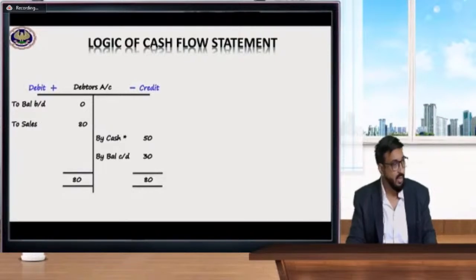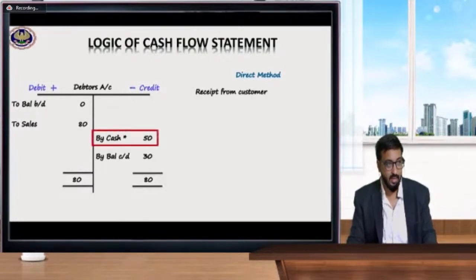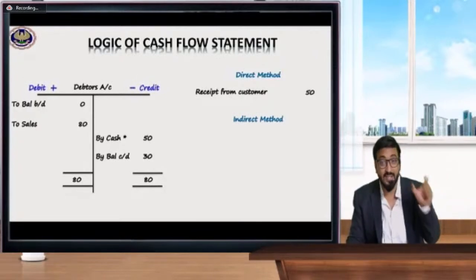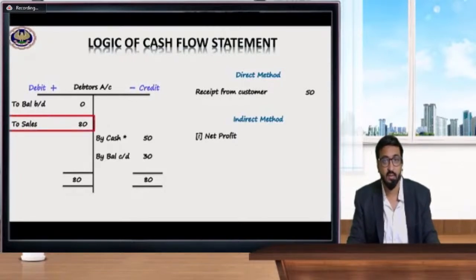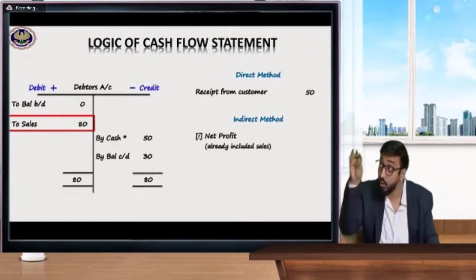हाँ बेटा, आपका हो गया क्या डायरेक्ट और इनडायरेक्ट दोनों से? हाँ, तो टेल मी, डायरेक्ट मेथड यू विल फोकस ऑन रिसीट फ्रॉम कस्टमर 50 रुपीज. करेक्ट है? Indirect method you will start with net profit, but here you won't start with net profit. Here you will focus on, we are under concept clarity. So we will start here with net profit, or here we will start with sales. So sales, what is the sales over here? 80. So already included sales.